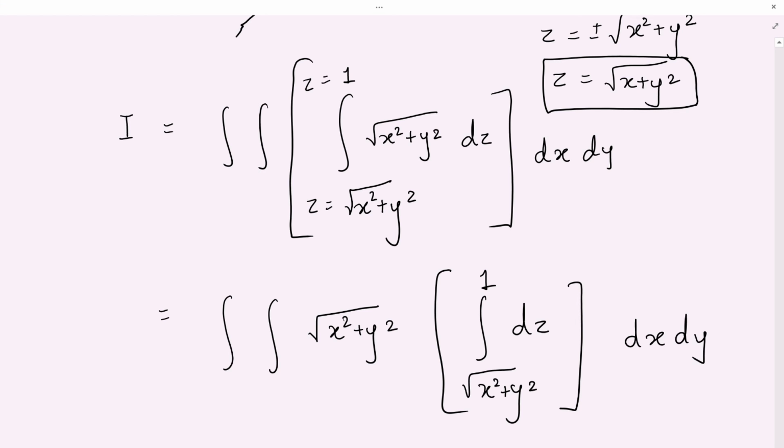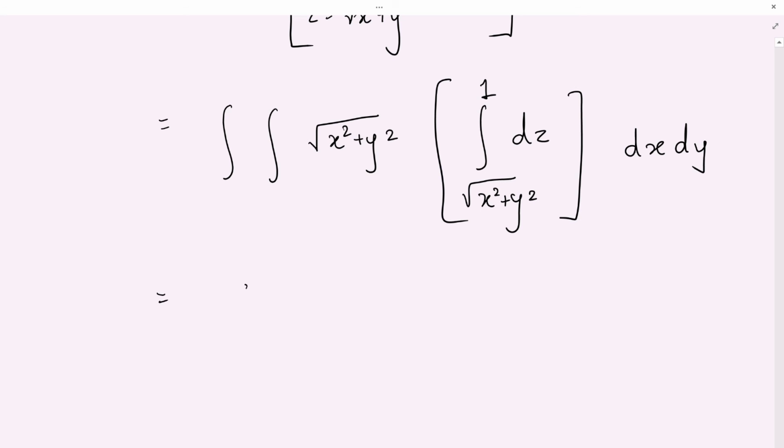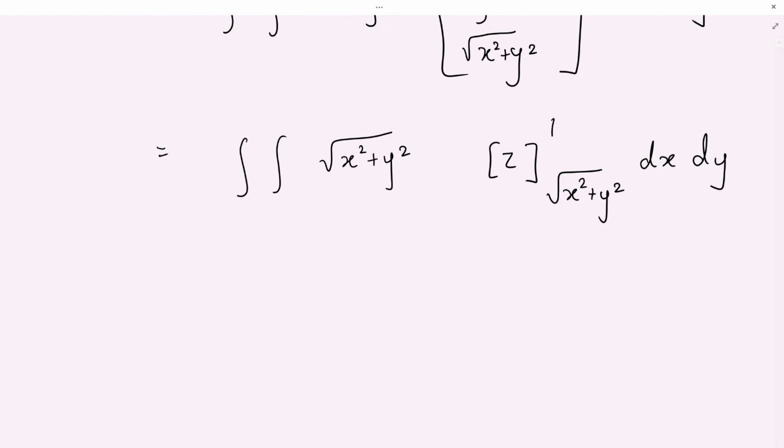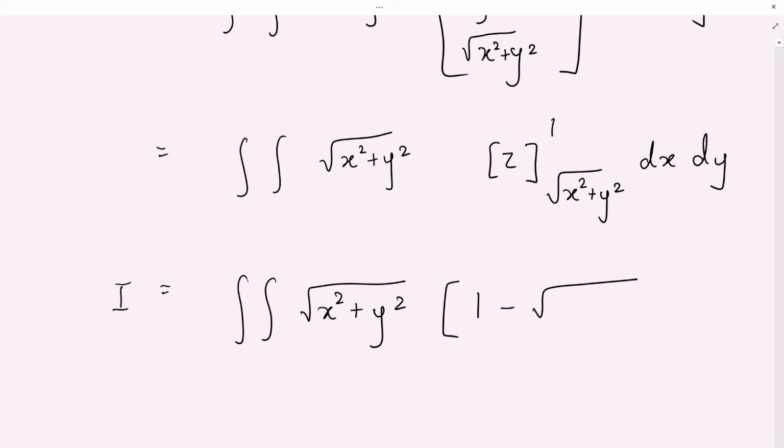Okay, dx dy. So now this triple integration is converted into double integration like this. So this will be z, the limits of integration x square plus y square and 1, dx dy. Which is nothing but my double integration is converted into x square plus y square. The integrand is 1 minus under root of x square plus y square, dx dy. So let me write this as equation 1.